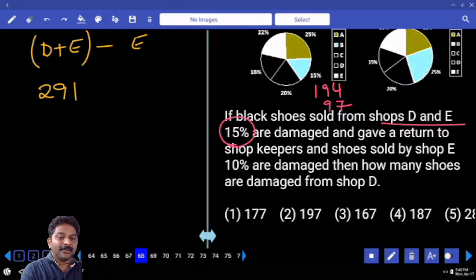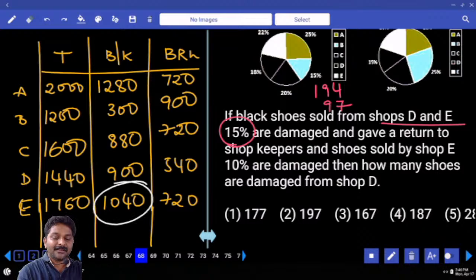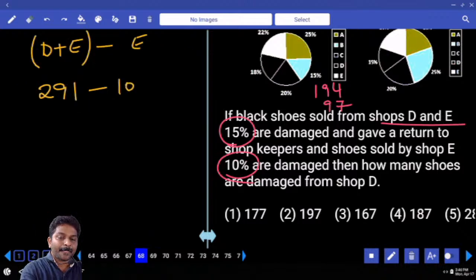291. From this, we have to subtract damaged shoes from E. E, black color, how many are there? 1040. What percent got damaged? 10%. What is 10% of that number? 100. Right. 291 minus 104. 187.